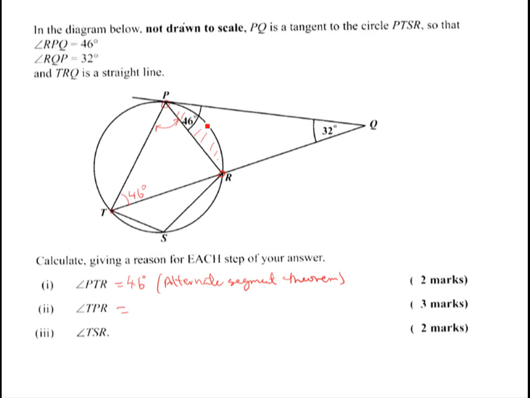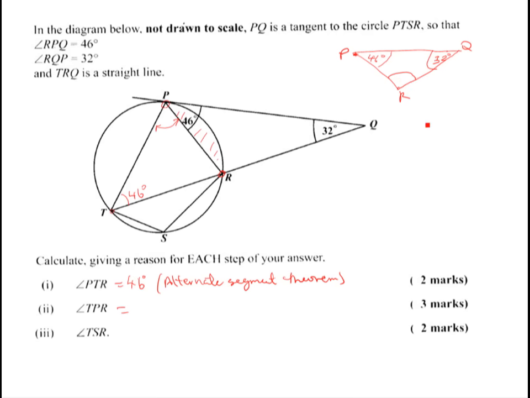But what I can do so far, if you look at what we have outside here, is notice that we have a triangle, triangle PRQ. So let me draw that a little bit. This is 32 degrees. This one is 46 degrees. This is P, that's Q, and this is R down here. I can find this angle in it.